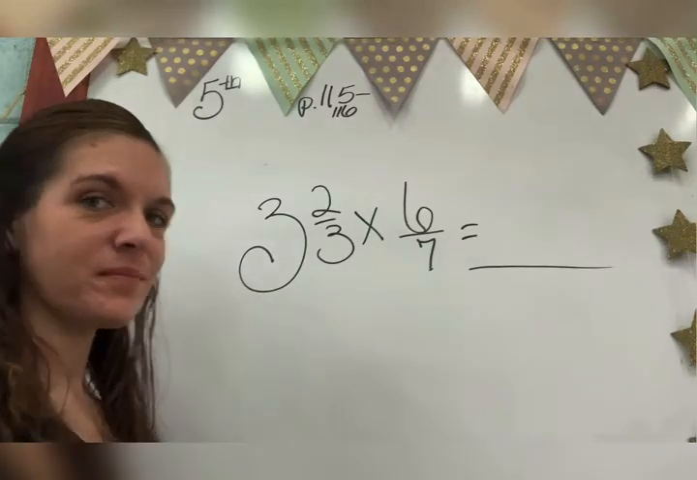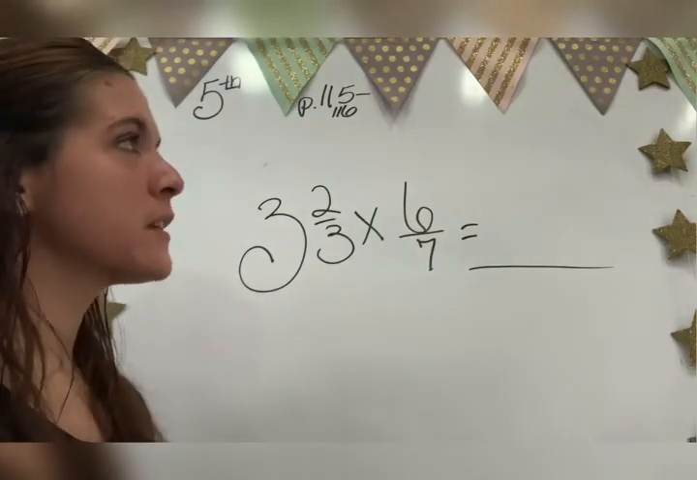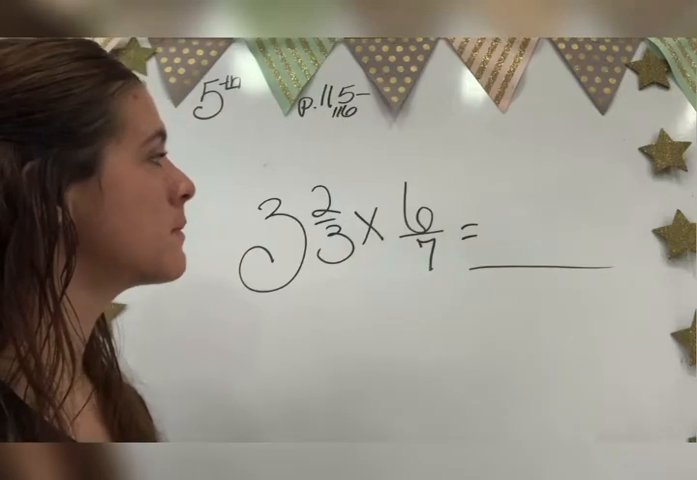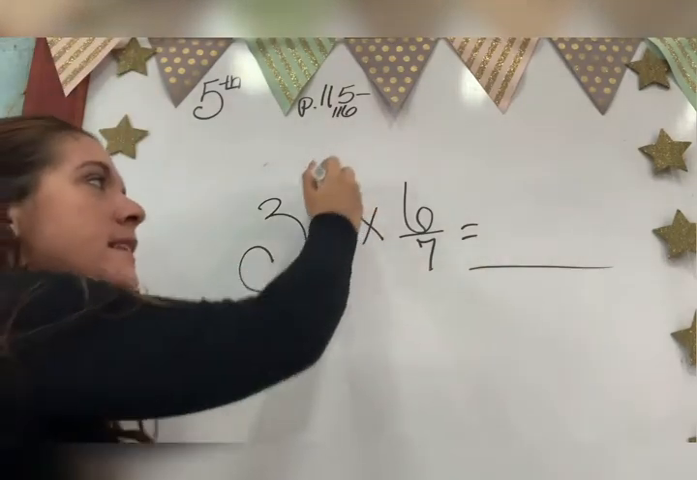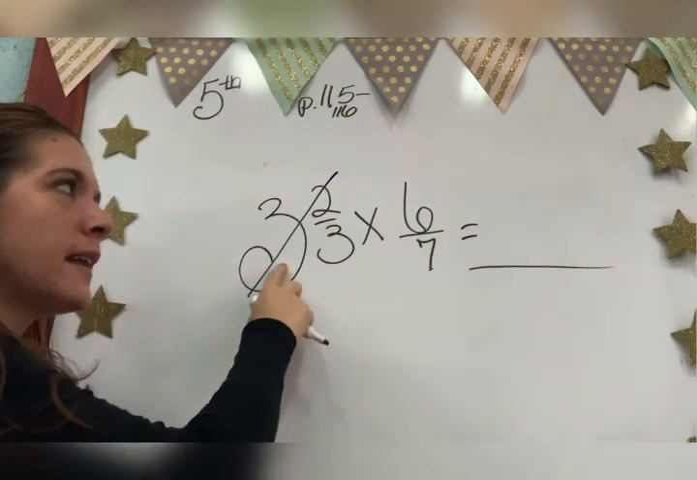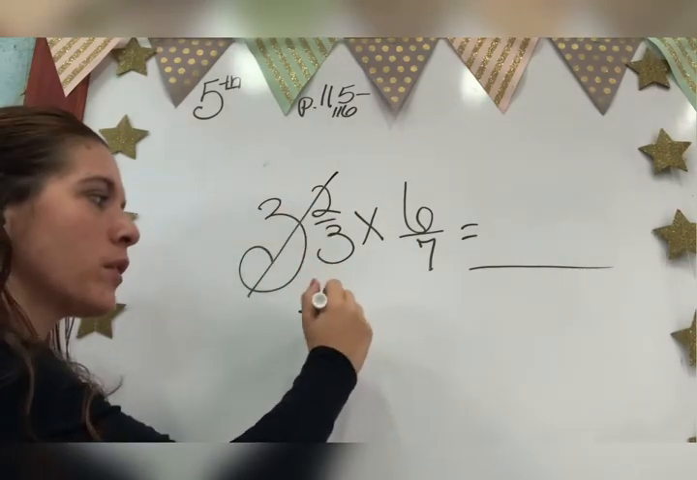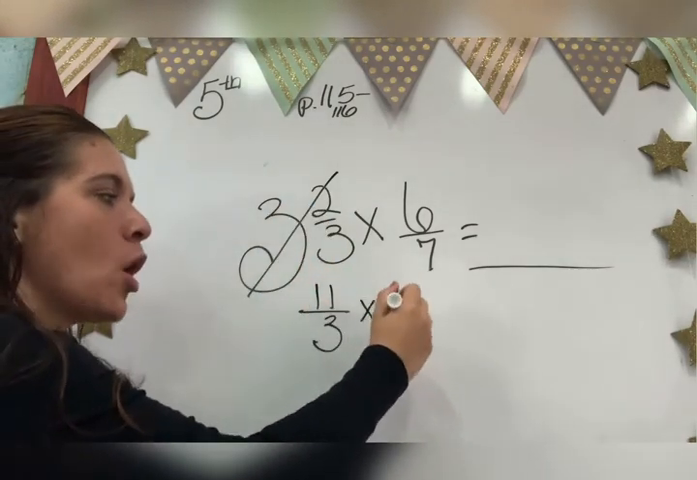Ready? Okay, here we go. What do we do first, Ethan? Make this an improper fraction. Good. 3 times 3 is 9. 9 plus 2 is 11. Over 3 times 6 over 7.